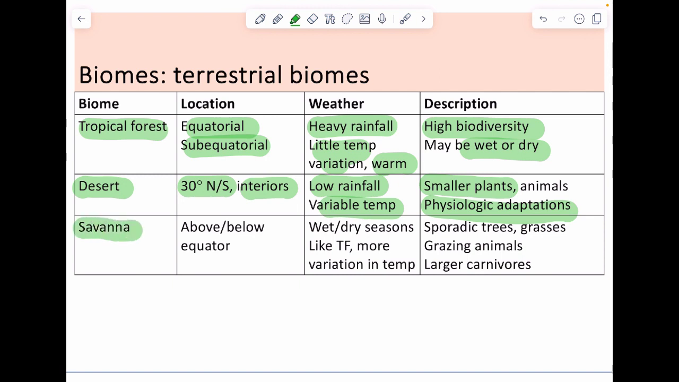The savanna is in between these tropical forests and the deserts. They will have wet and dry seasons, so they're kind of in between the two. And they're more like the tropical forest in that they tend to be warmer, but they have more variation than you'd see in a tropical forest. Here you find trees and grasses, and this is where you'll think of things like the grazing animals and the carnivores.